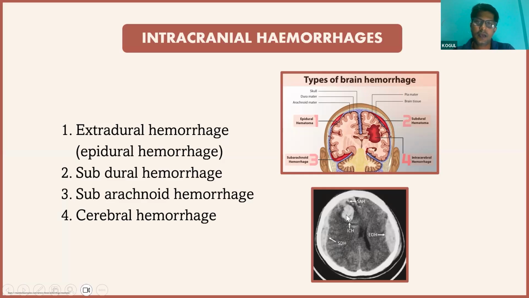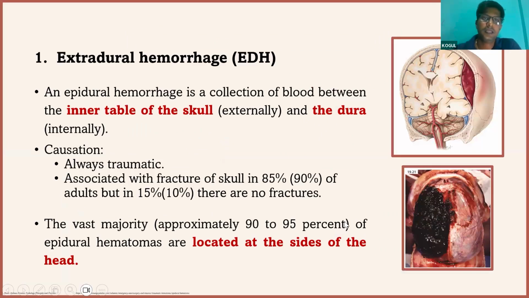Then cerebral hemorrhage: natural causes or any traumatic causes can cause intracerebral hemorrhage. Usually hypertensive patients get intracerebral hemorrhages inside the brain. It appears like this. We will see them one by one, starting with extradural hemorrhage. Extradural hemorrhage is a collection of blood between the inner table of the skull bone and the outer aspect of the dura. This is what we call extradural hemorrhage.